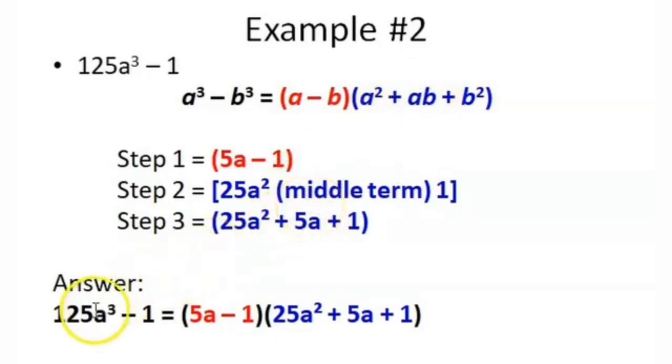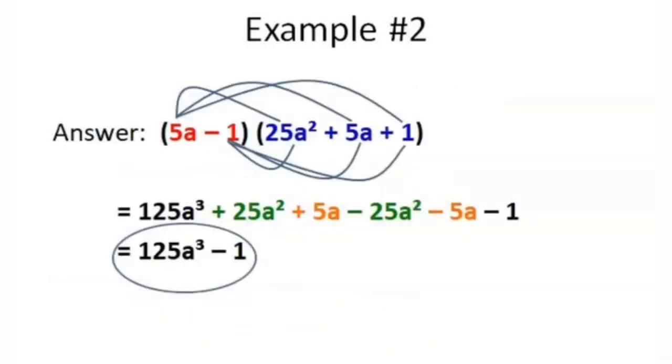So our answer is the factor of 125A cubed minus 1 is equals to quantity 5A minus 1 times quantity 25A squared plus 5A plus 1. So let's check kung tama ba po yung sagot natin. To check that one, we will use the distributive property of multiplication. So we will multiply this binomial factor isa-isa doon sa trinomial factor po natin. So let's start from here. 5A multiplied to, or 5A times 25A squared.